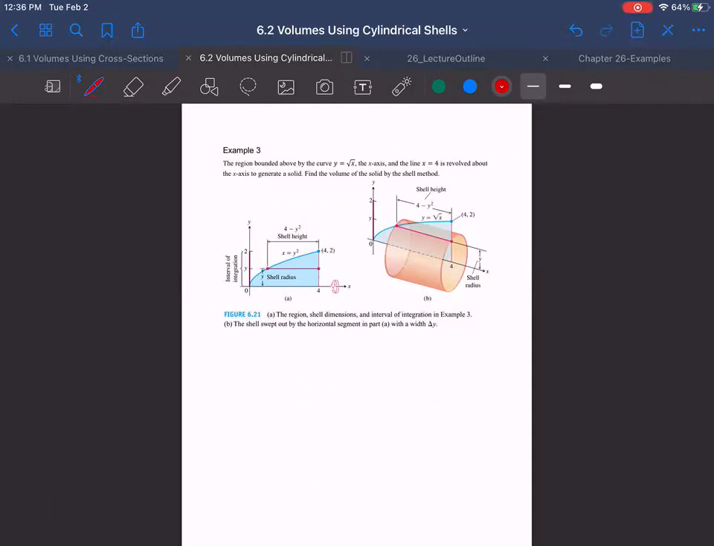Go for it. How much time do we have left? 12:37? Okay. That's all you.